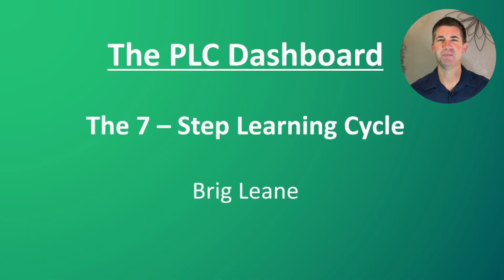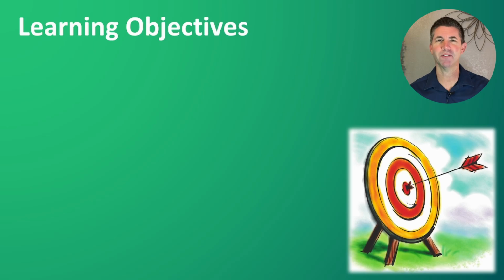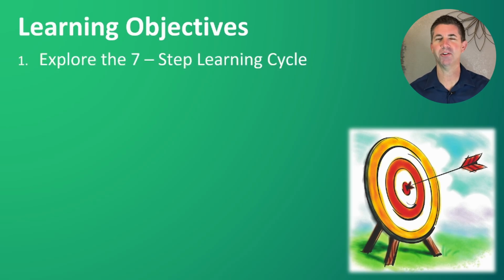In this video, I'll make the 7-step learning cycle clear to you, because that's the 7-step cycle for improving learning of the students and growing as an instructor, which comes from my book, The PLC Dashboard. Let's get started. The 7-step learning cycle is all about getting clarity of the PLC process. It takes DuFour's 4 critical questions and puts a little more meat on the bones so that teachers know exactly what steps to take.